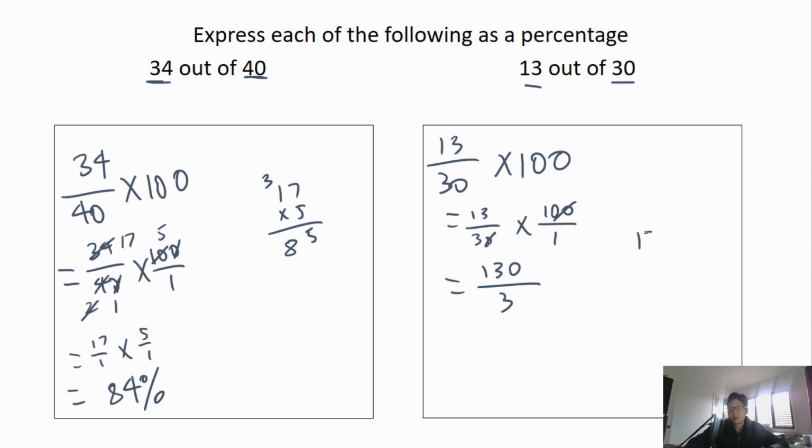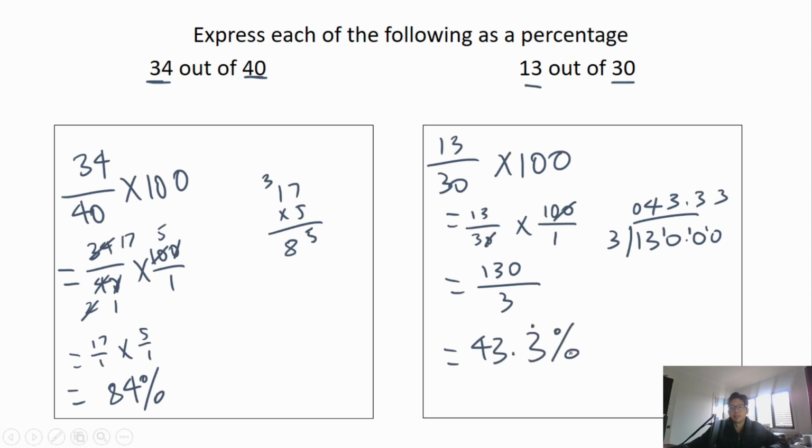Now let's divide that to get it as a percentage. 3 does not go into 1. 3 goes into 13 4 times with a remainder of 1. 3 goes into 10 3 times, with a remainder of 1 again, and it keeps going in 3 times. So our answer will be 43.3, with the dot up the top to show it's a recurring percent.